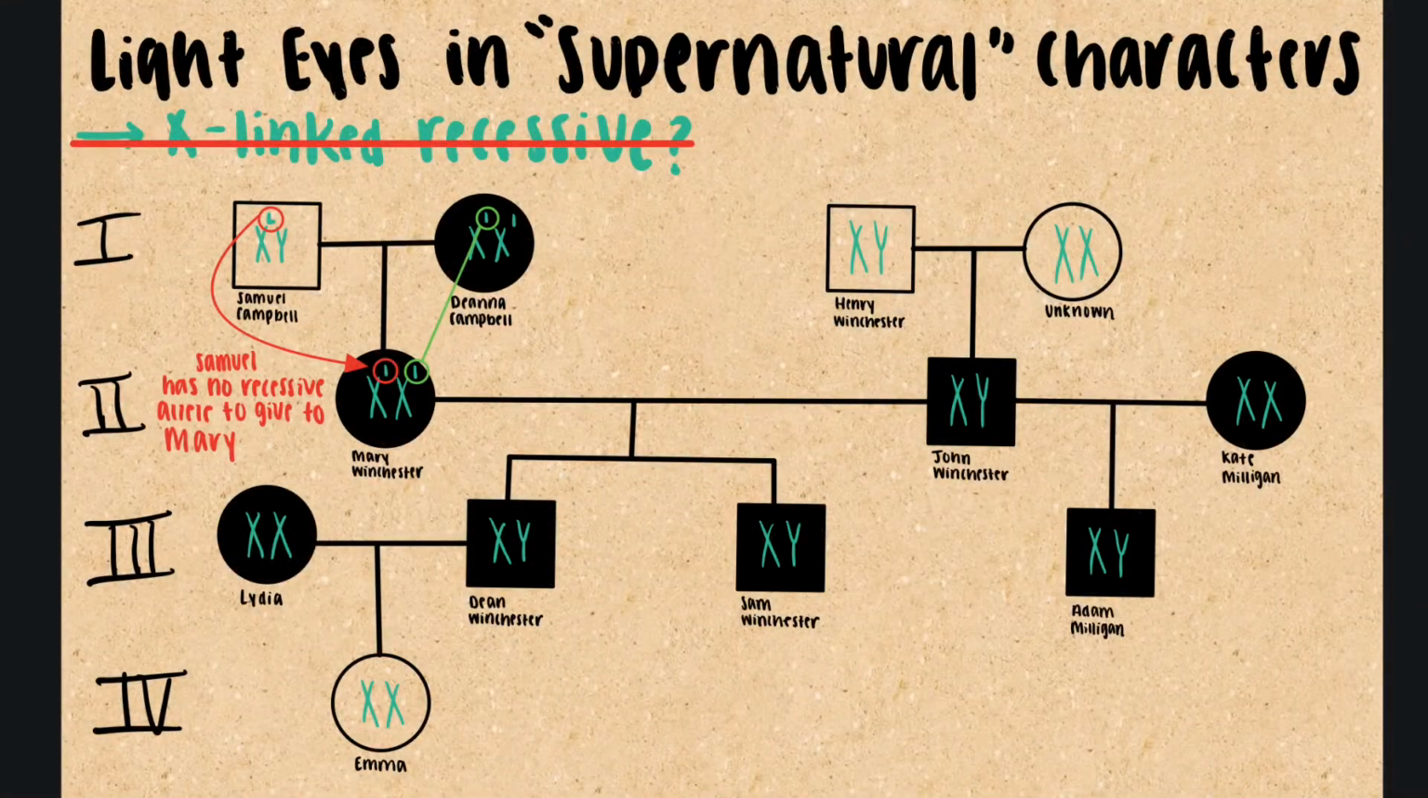Now we will observe the X-linked recessive. In this case, all shaded shapes must only have recessive alleles on their X chromosome. Unshaded shapes must have a dominant allele on the X chromosome. This mode of inheritance is inconsistent with the pedigree because it's not possible for Mary to have inherited an X chromosome with a recessive allele from her father since he is not affected by the trait.